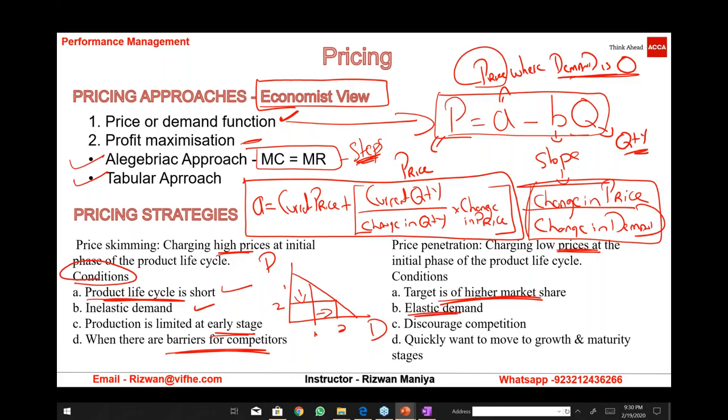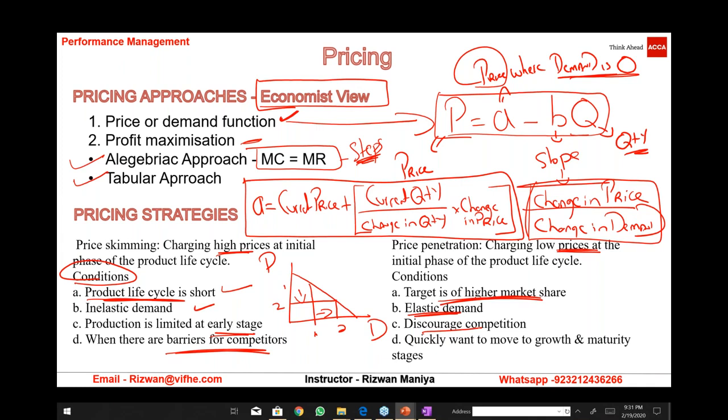Secondly, when demand is elastic. What is elastic? You know that, guys? What is elastic? When a small change in the price results in a big change in the demand. So when demand is elastic, a small reduction in the price can give you a big increase in the demand. So you go for this option.